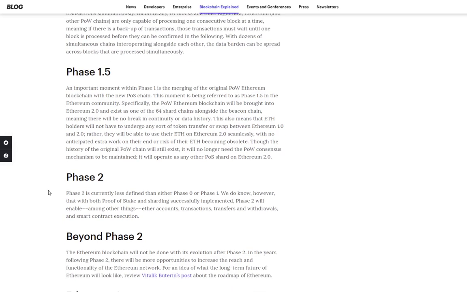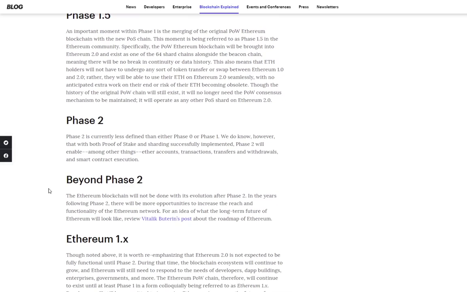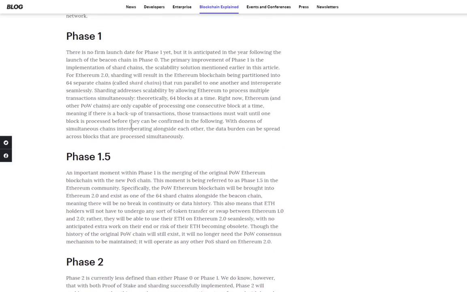And moving a lot further down the timeline, we have phase 2, which is currently less defined than the other phases. We do know, however, that it will be proof of stake and sharding successfully implemented. Phase 2 will enable, among other things, Ether accounts, transactions, transfers and withdrawals, and smart contract execution. So that gives you a basic overview of everything that's going to happen over the next few years.